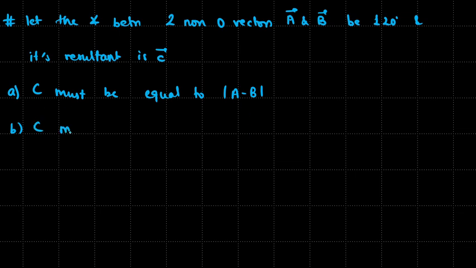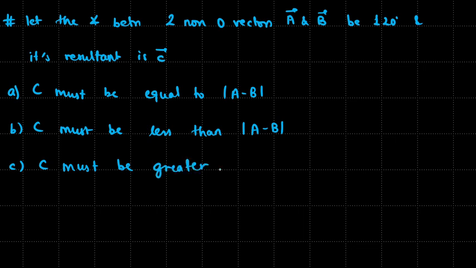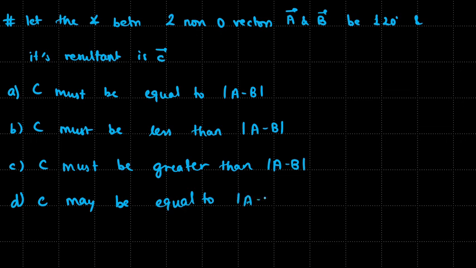The second option is C must be less than A minus B. And our third option is C must be greater than A minus B. And finally, our option D is C may be equal to A minus B. So the magnitude, modulus of A minus B.